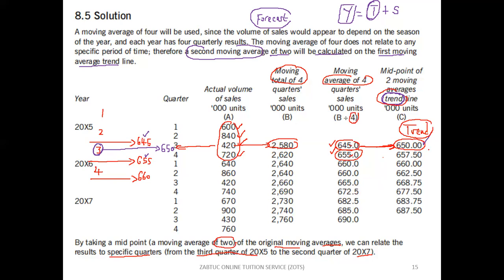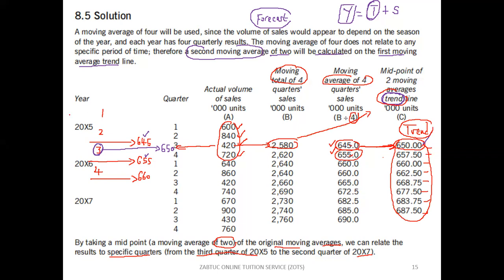Can you see the way it's moving? 650, 57, 60, 62, 68, 77, 83, and 87. Have you seen this? This now you can see that what type of a line is it forming? If you look at this data put on a graph, what will it give you? It will give you a straight line, which is moving up slowly.